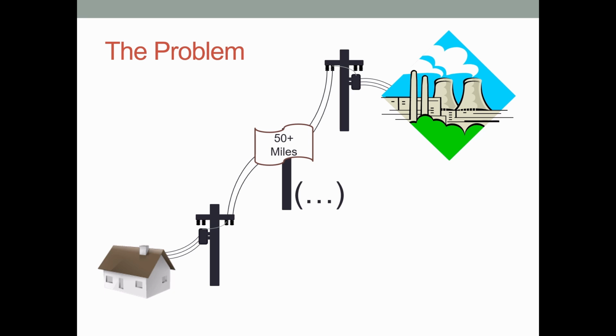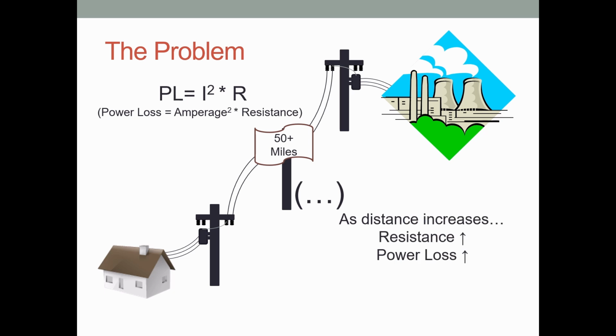The problem stems from power loss in the long stretches of wire. Power loss is proportional to the resistance in the wire. And as the length of the wire increases, power loss increases in direct proportion, so that over our 50-mile stretch of wire, the power loss is considerable.